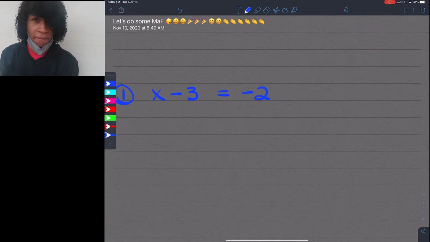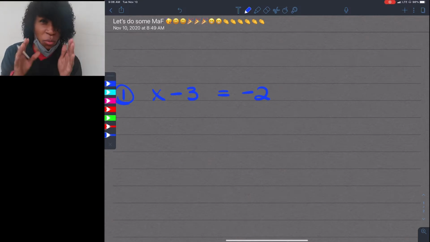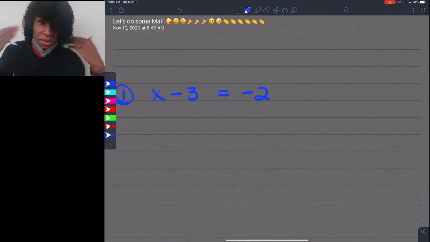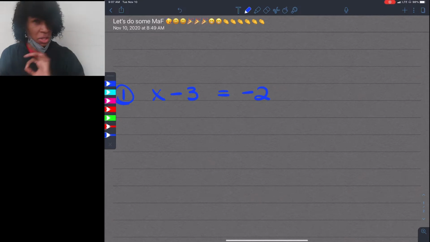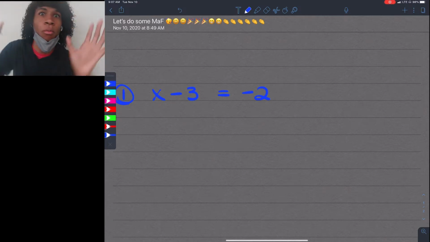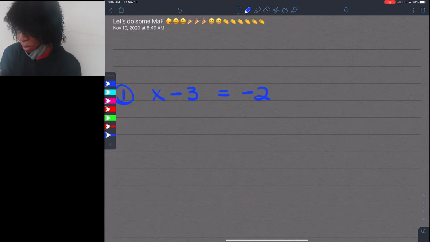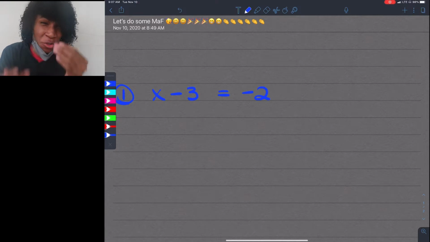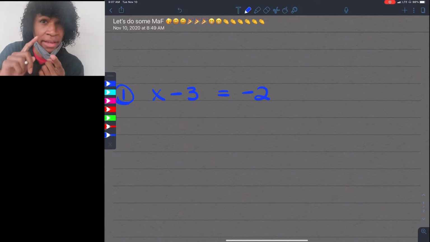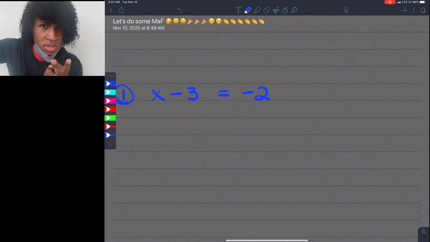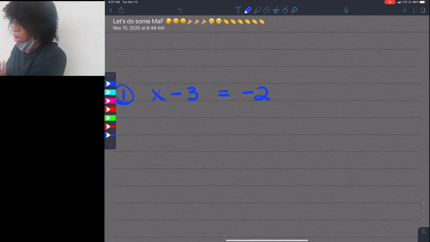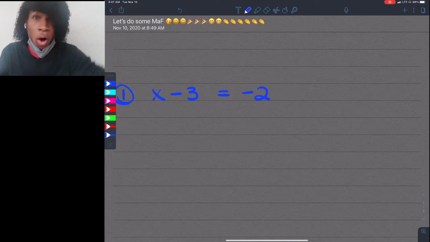Okay, so in our first example, we have x minus 3 equals negative 2. And the number one thing you'd want to remember when we're solving equations is the objective is to get the letter by itself. There's a lot of different ways we'll get there, and we're going to go over a whole bunch of them. But I promise, if you just remember these two rules, get the letter by itself, and what you do to one side, you must do to the other, you win all of this, all of it.